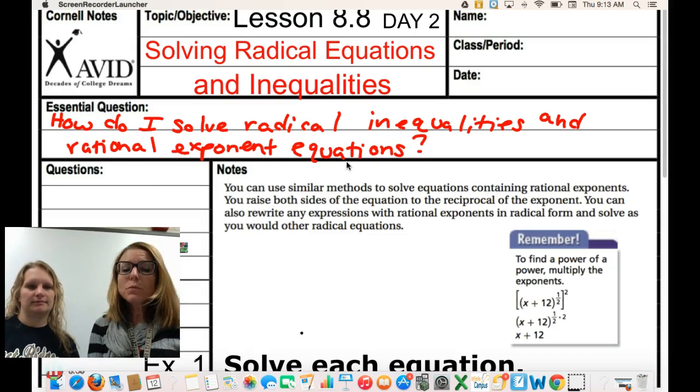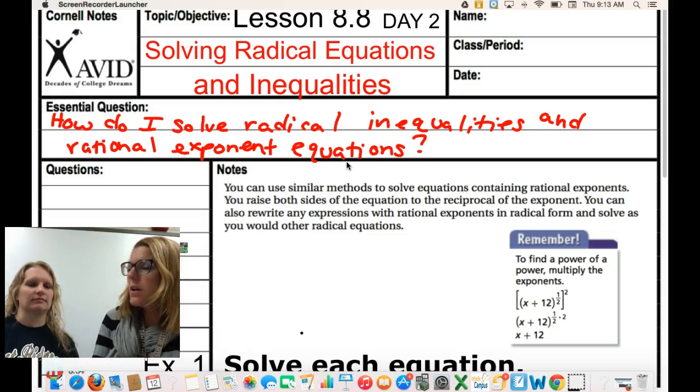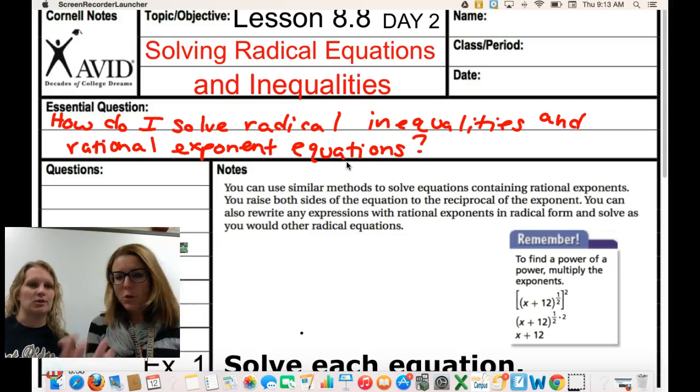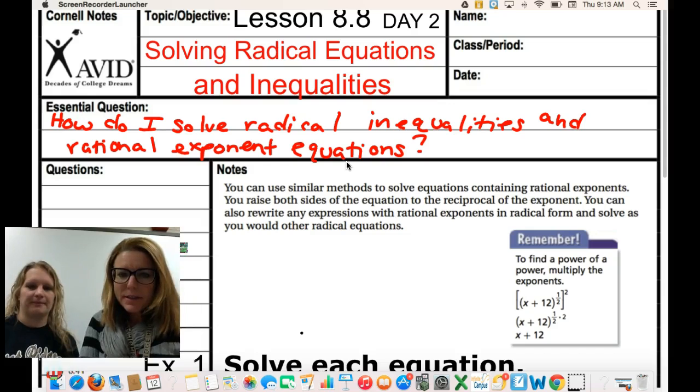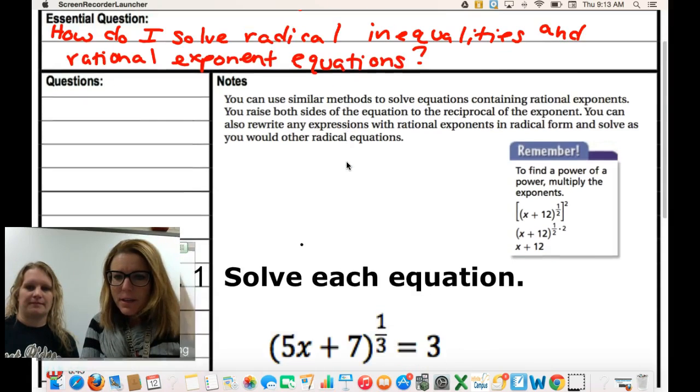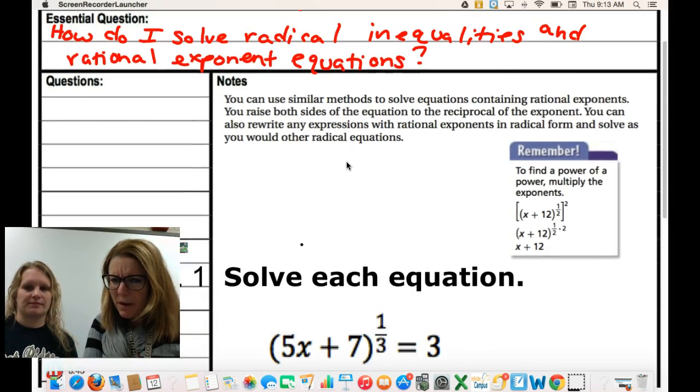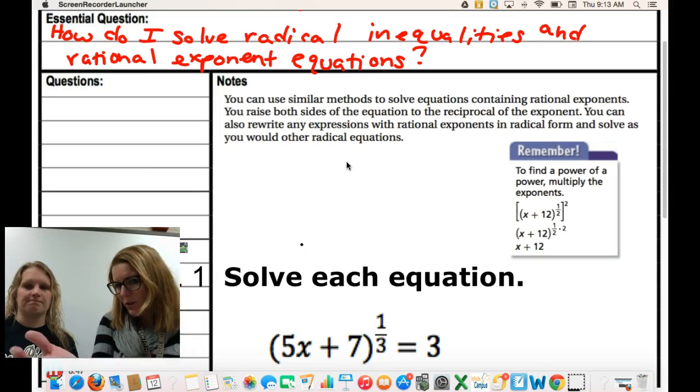Instead, though, you raise both sides of the equation to the reciprocal of the exponent. For example, if it was 1/4, you would raise it to the 4th. And remember, to find a power of a power, multiply the exponents. So that's just a reminder.